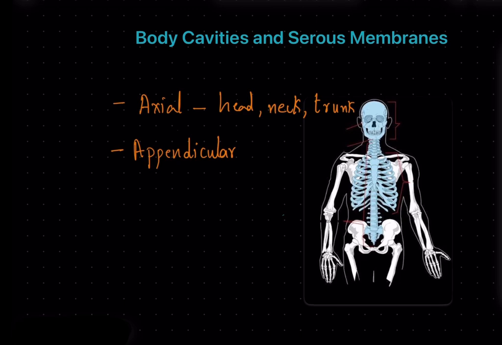So basically, the part in the skeleton colored in blue. So the head, the neck, and the trunk, this region, right? And appendicular portion includes your upper and the lower limbs.